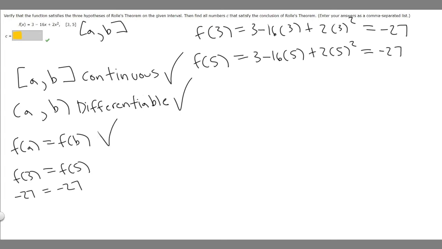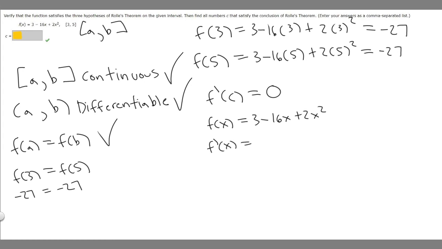So what does Rolle's theorem tell us? Well, it tells us that f prime of c is going to be equal to 0. So basically, what we can do is just take the derivative of our function, set it equal to 0, and then that value of x is going to be our answer. So let's go ahead and do that. f of x equals 3 minus 16x plus 2x squared. So let's find the derivative of it.